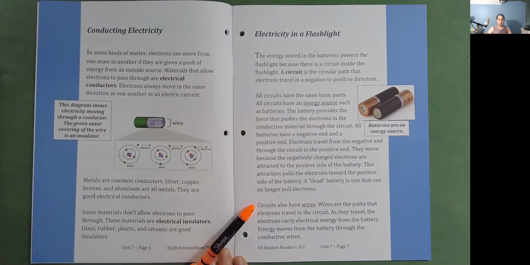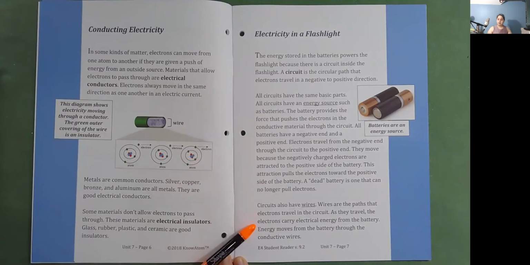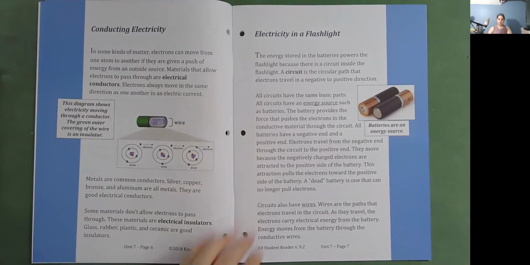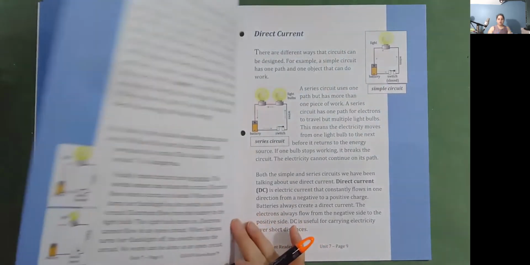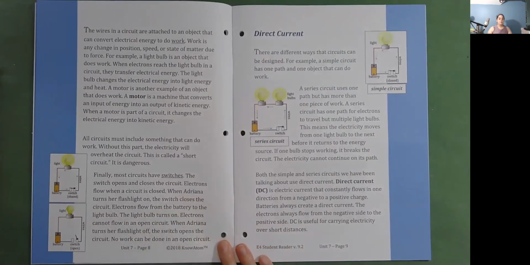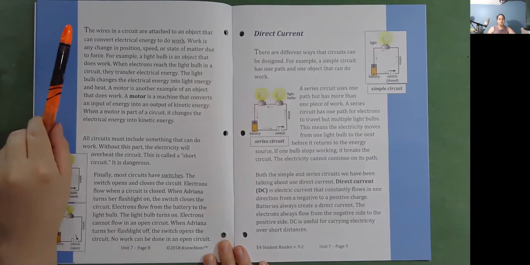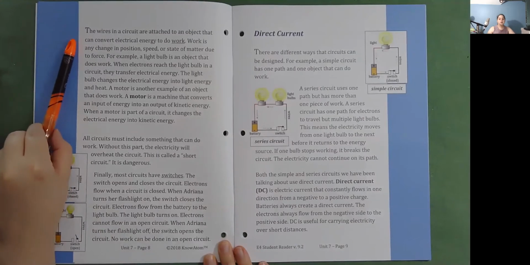Circuits also have wires. Wires are the paths that electrons travel in the circuit. As they travel, the electrons carry electrical energy from the battery. Energy moves from the battery through the conductive wires. The wires in a circuit are attached to an object that can convert electrical energy to do work.